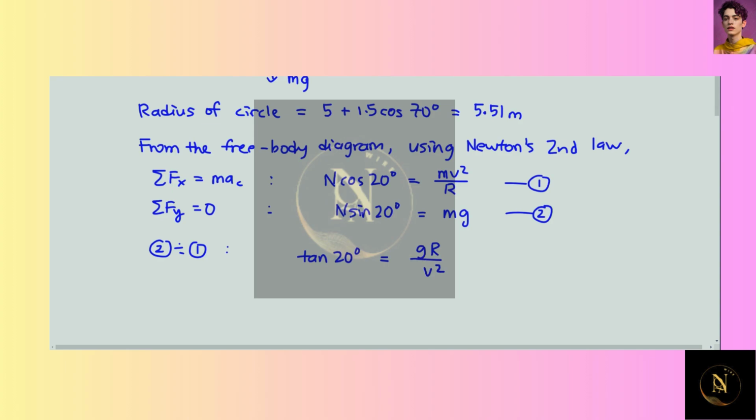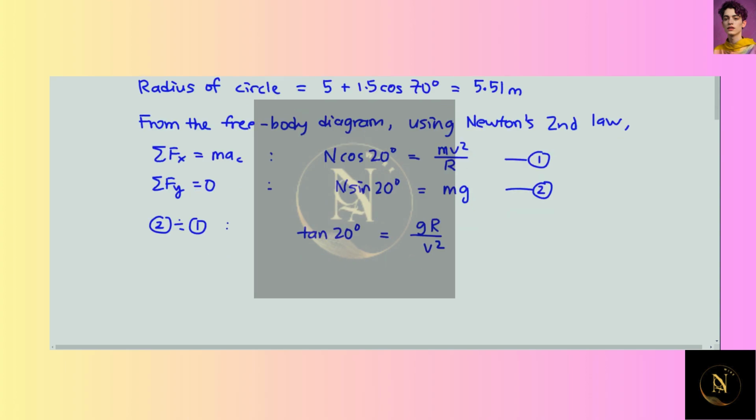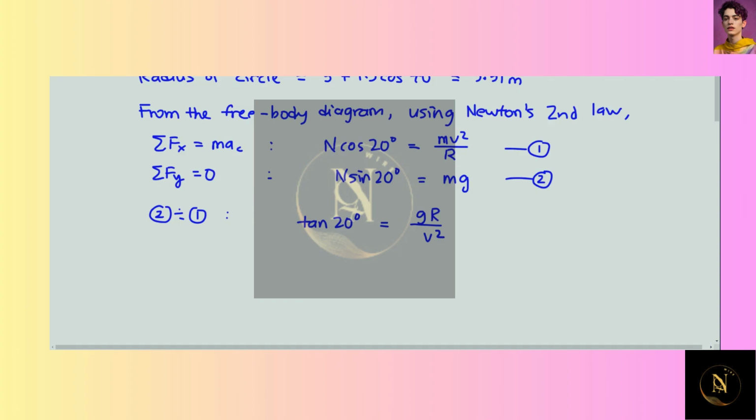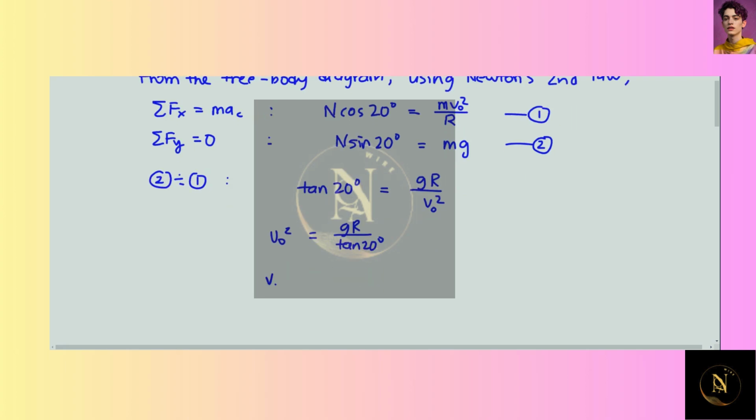So actually v naught squared is gr divided by tangent 20 degrees. V naught is the square root of gr divided by tangent 20 degrees. So 9.81 times the radius 5.51, divided by tangent 20 degrees, you get 12.2 meters per second.